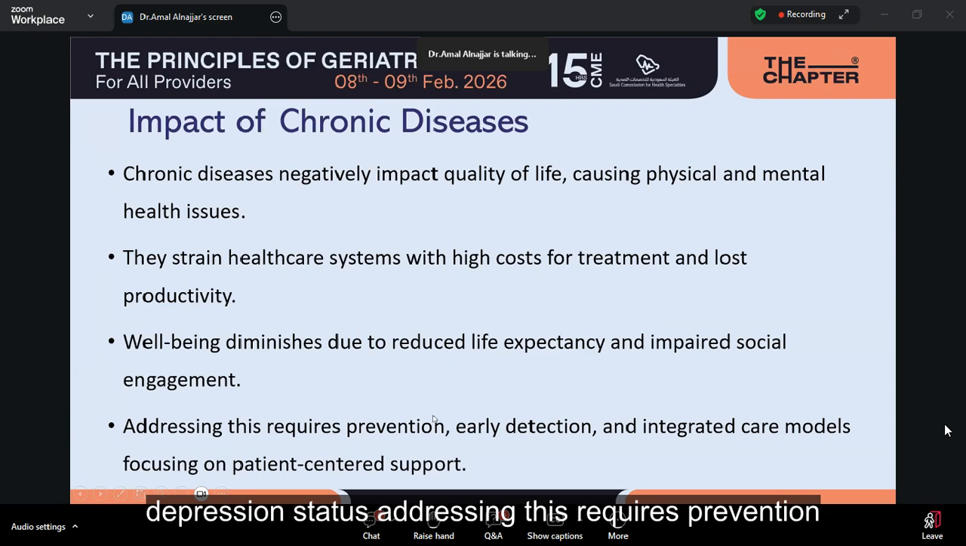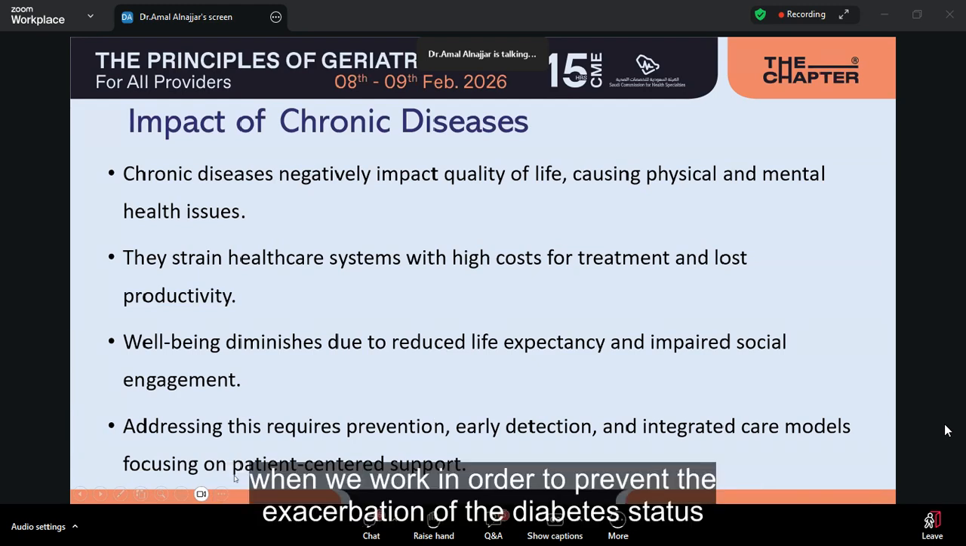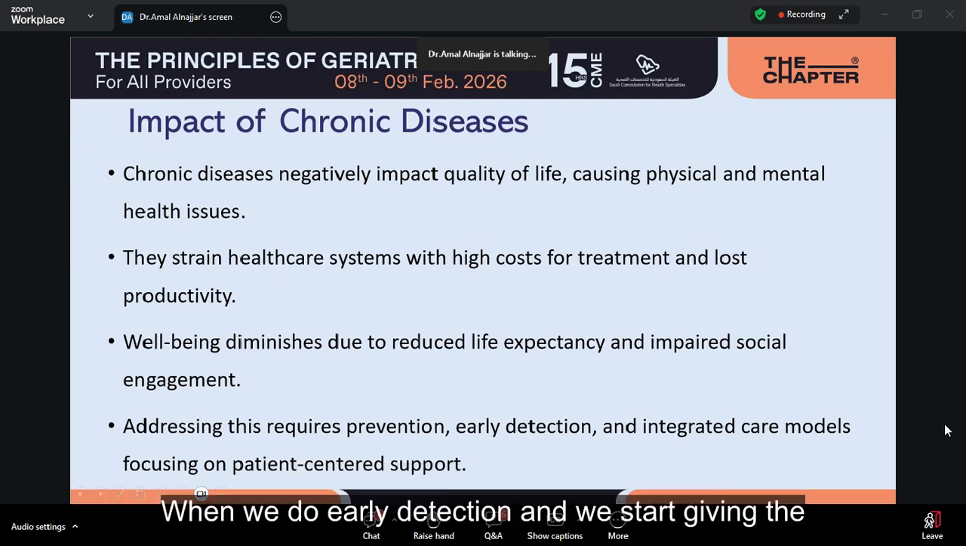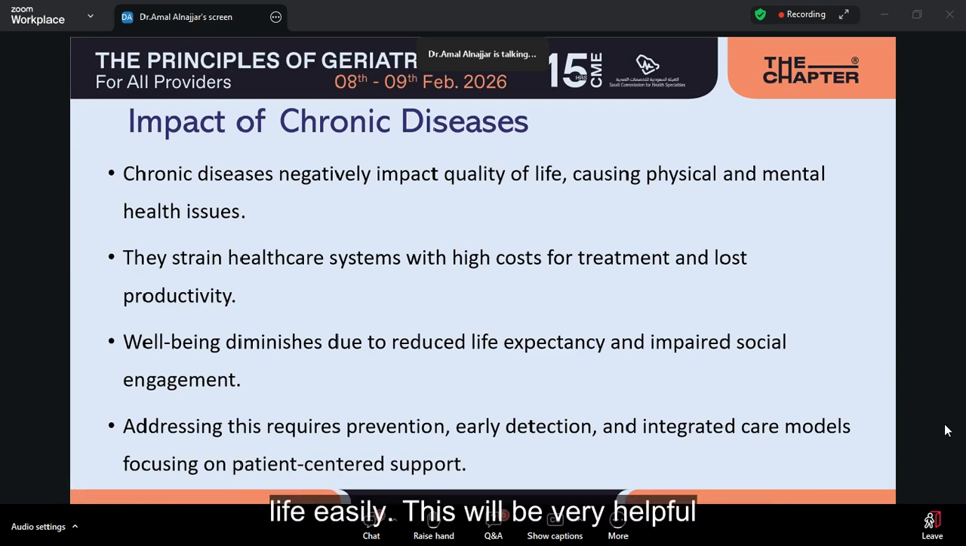Addressing this requires prevention, early detection, and integrated care models focusing on patient-centered support. When we work in order to prevent the exacerbation of diabetes status, the hypertensive status, when we do early detection and we start giving the patient the medications that control their disease easily, this will be very helpful in controlling the disease early.